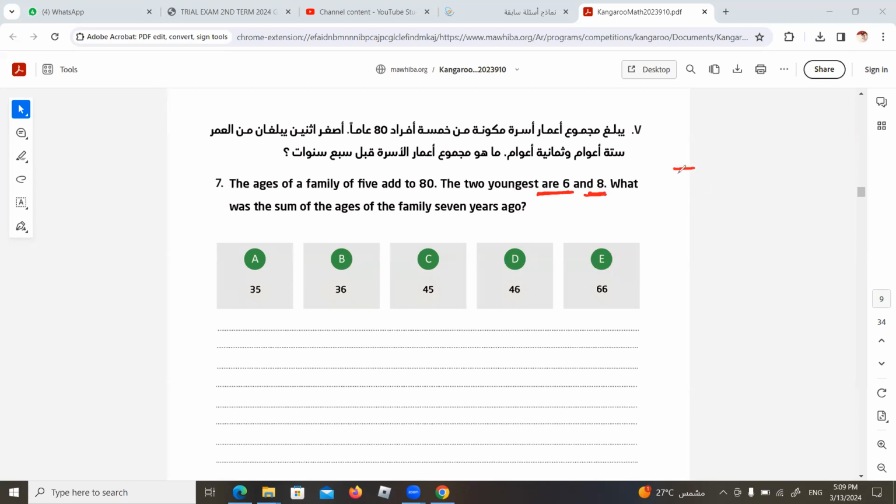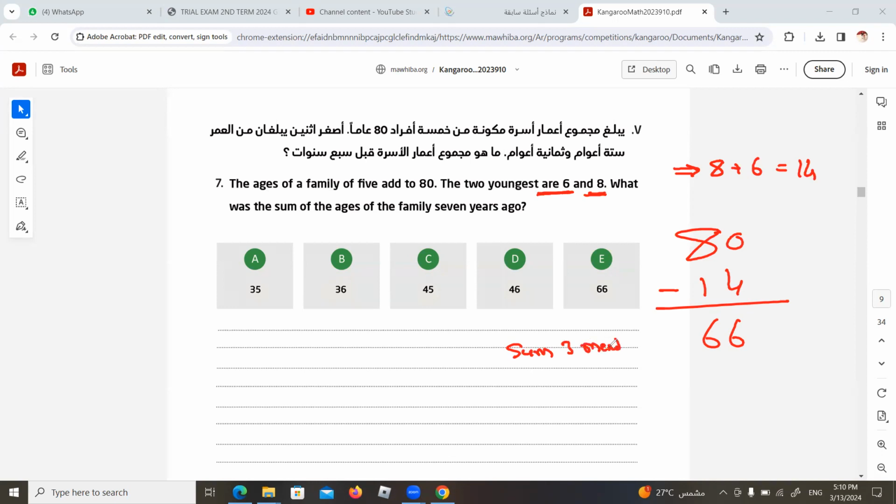So if you collect them, I just write 8 plus 6. 8 plus 6 equals 14. And the total sum for the whole family is 80. If you take 14 out of 80, you get the sum of the other 3 members. It will be 66. So 66 is the sum of the three other members, and 14 is the sum of the two youngest members.